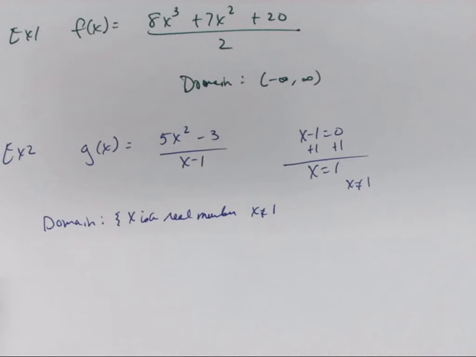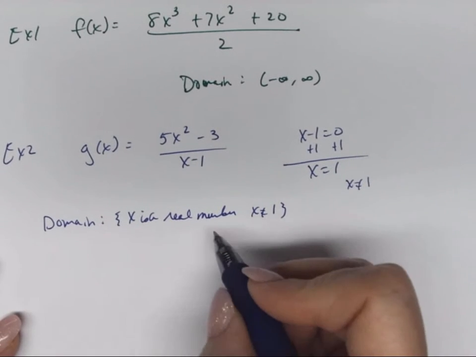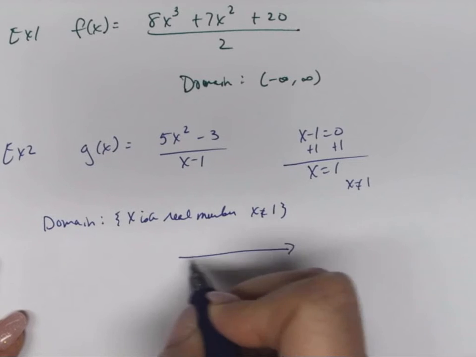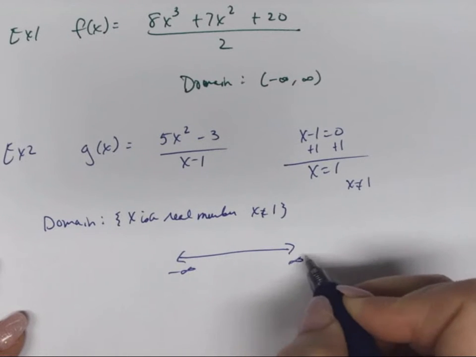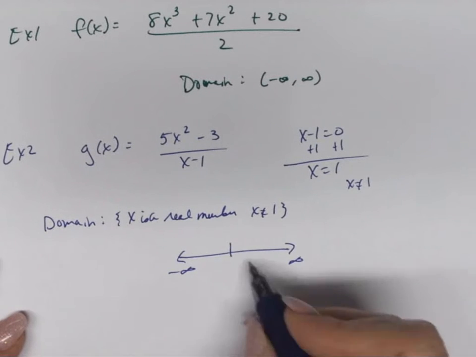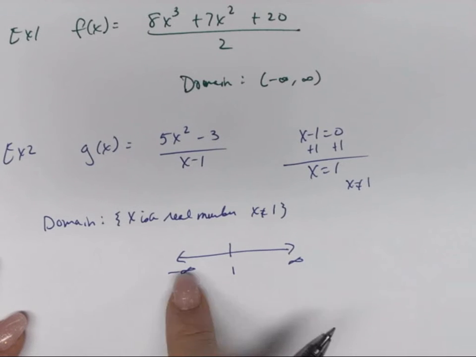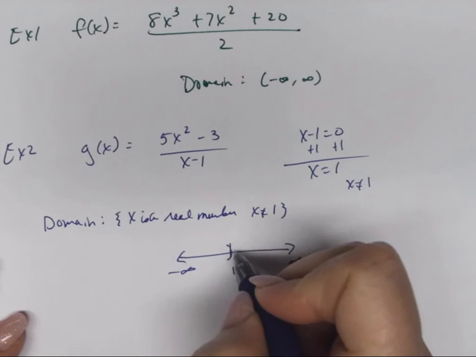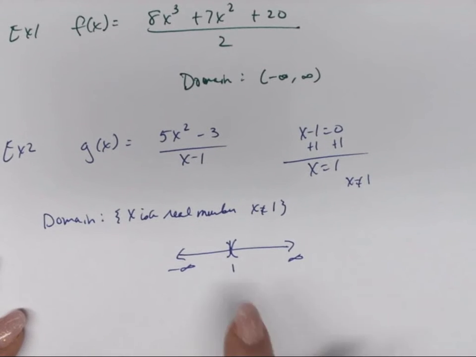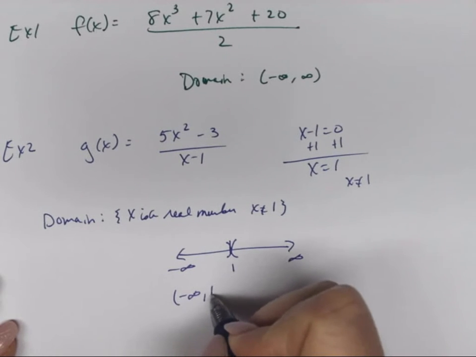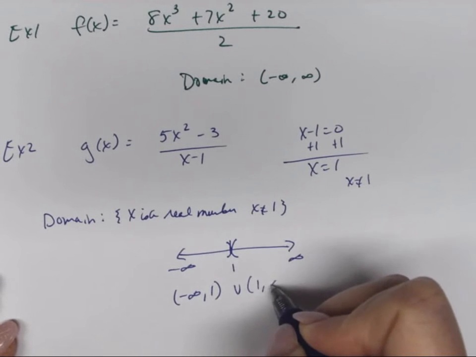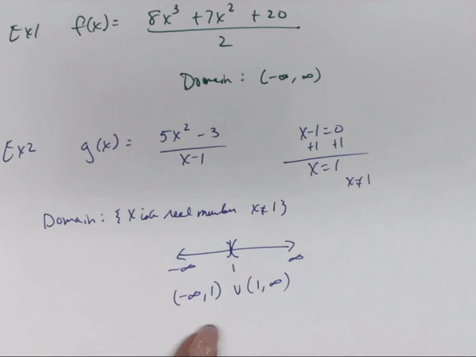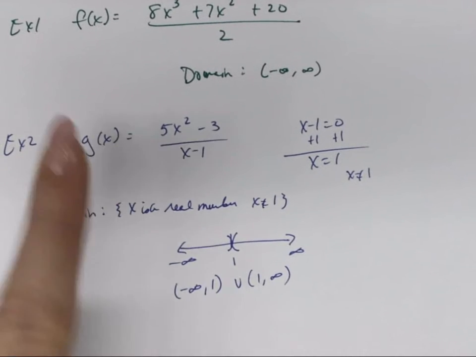If they're looking for interval notation, then the easiest way is to draw a number line and put the 1 there because it can't be equal to 1. You don't need a bunch of other numbers. It's going to be this side and that side, every number but 1. So it'll be negative infinity to 1 union 1 to infinity. That would be the interval notation of our domain.